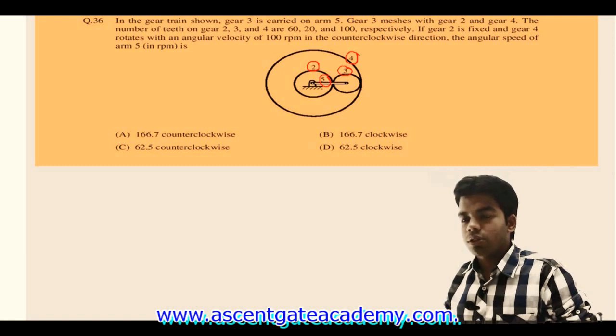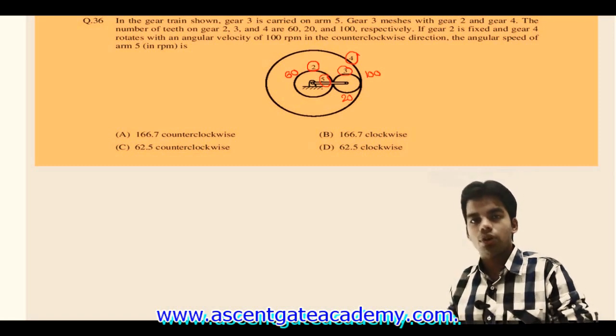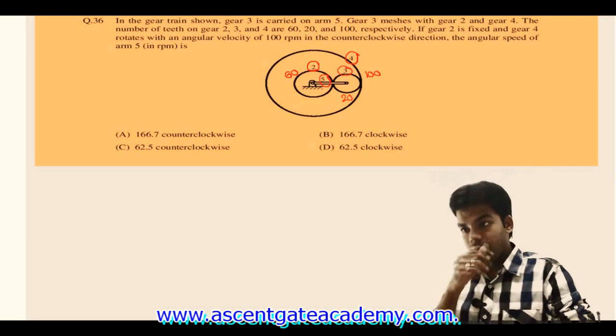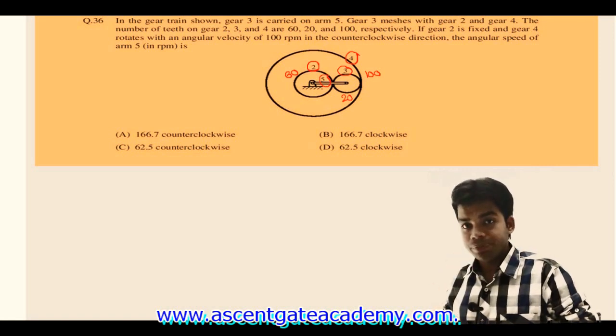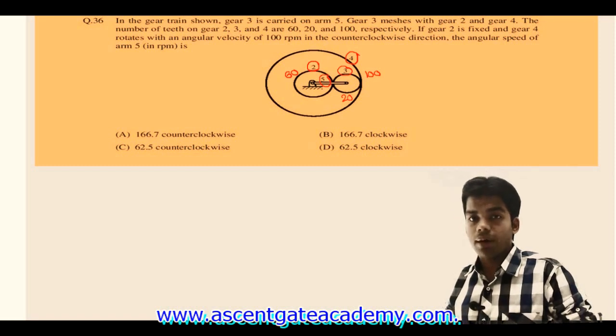The number of teeth on the gear 2, 3 and 4 are given. In 2 we are having 60 teeth, in 3 we are having 20 teeth, and in 4 we are having 100 teeth respectively. If gear 2 is fixed and gear 4 rotates with an angular velocity of 100 rpm in counterclockwise direction, find the angular speed of arm phi. Okay, so we have the speed of gear 2 and gear 4. We have to determine the angular speed of arm phi.